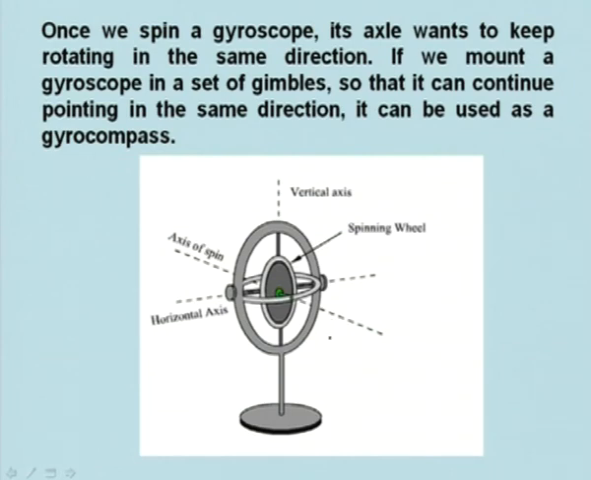On that you have mounted another gimbal which can rotate about the horizontal axis, and in that you have mounted a shaft. This is the axis of spin. The rotor can spin about that. The mass center always remains fixed, but these parts can rotate about the vertical axis, and this can rotate about the horizontal axis. However, once you have imparted some motion, since there is no torque to precess, it will keep pointing in the same direction, therefore it will act as a compass.